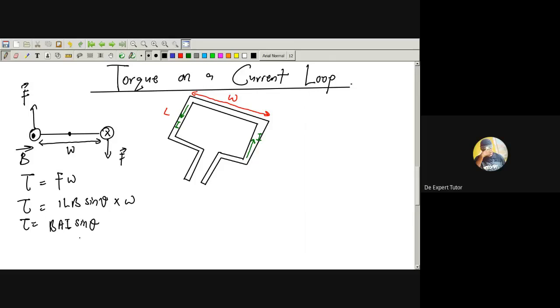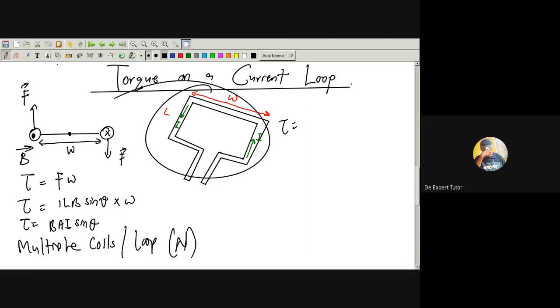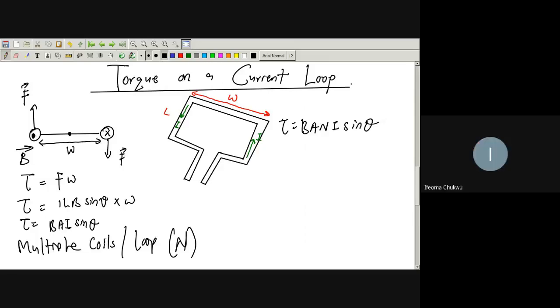Now pay attention. If I have multiple coils or loops, for multiple loops, my torque will be equal to, let me say I have n number of loops now. I'm taking one as an explanation here. What if I have 10 loops, 15 loops, 20 loops? Then I'll take B-A-N-I, BANI sine theta. Are we together? Yes. Exactly. So the n represents the number of loops.